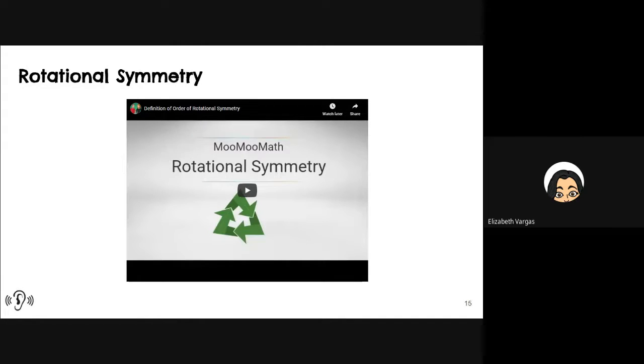So I'm going to play a little bit of a video to help you understand rotational symmetry because it's easier to see than to explain. So I'll play this video and then we'll come back.